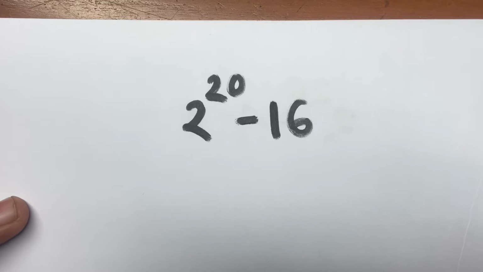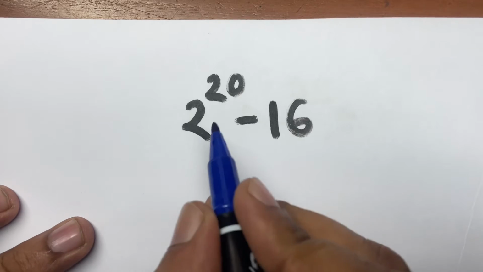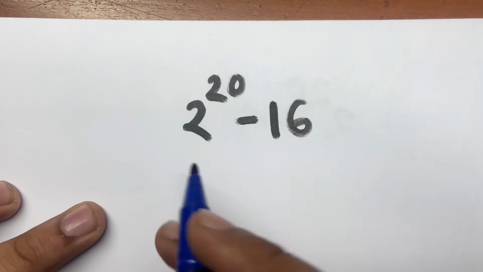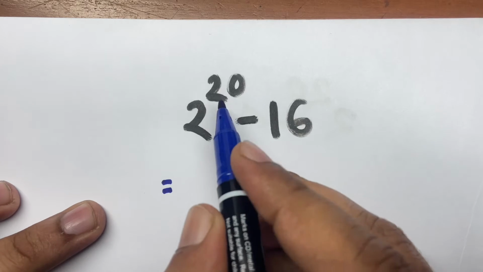Hello everyone, in this video I solved this math Olympiad question. This question is 2 to the power 20 minus 16. I solved this question without calculator. First of all, I can say here is 2 to the power 20.